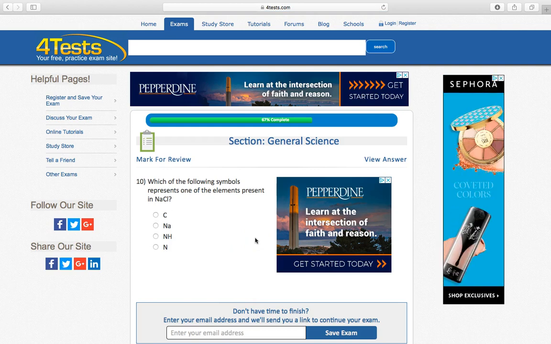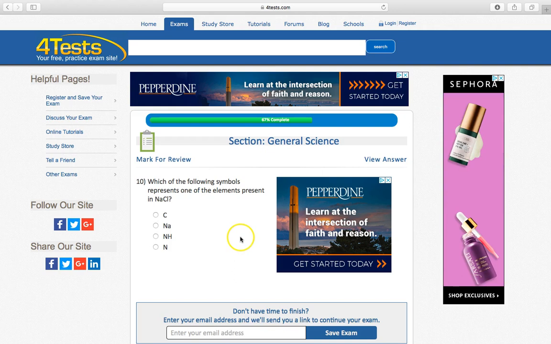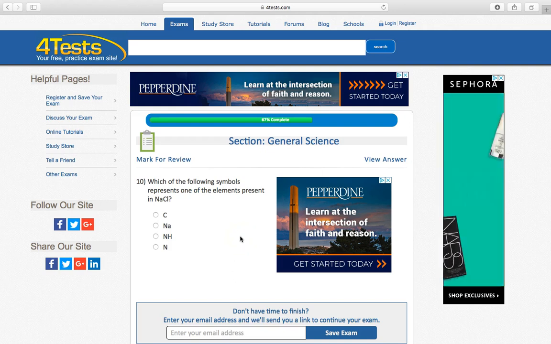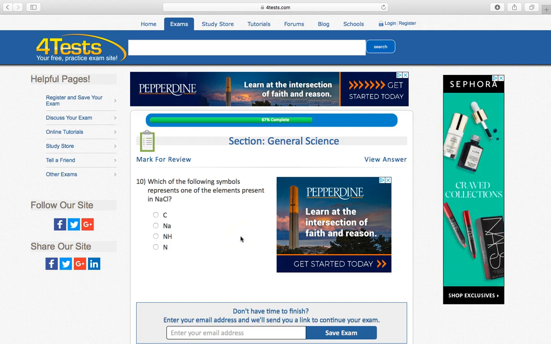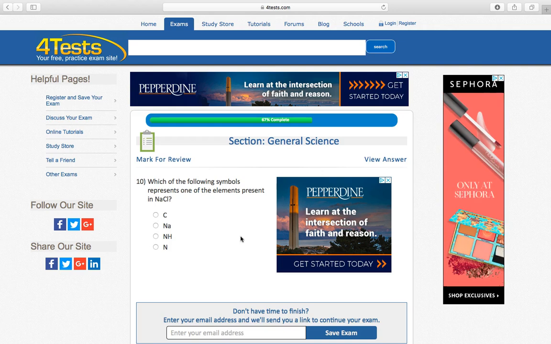Which of the following symbols represents one of the elements present in NaCl? Okay, so what you're looking at here is to know that when you're looking at NaCl, Na is sodium and Cl is chlorine, right? So you were looking for an answer that was either Na or Cl, and you have an Na here, right? But C is just carbon, like N is just nitrogen, so those are not a part of NaCl.